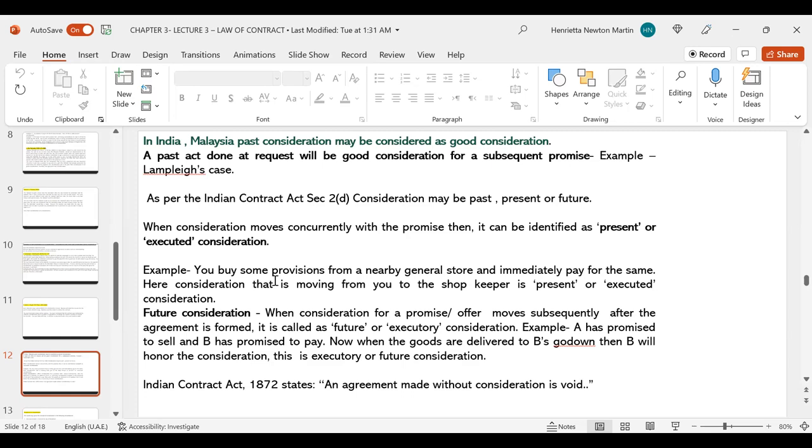I'm repeating. Types of consideration: past consideration, present consideration, future consideration. Question for exam: consideration can be past, present, or future. So you'll have to give all three, and with the exception for past consideration, the Lampley versus Brathwaite case, which is a landmark case. Next, the Indian Contract Act says an agreement without consideration is void. That means when there is no consideration, it is an invalid agreement. That's what they mean to say.